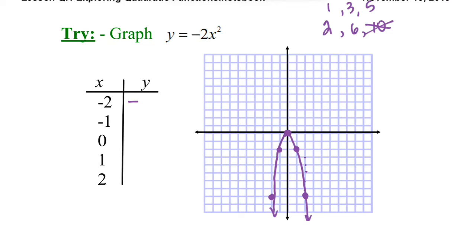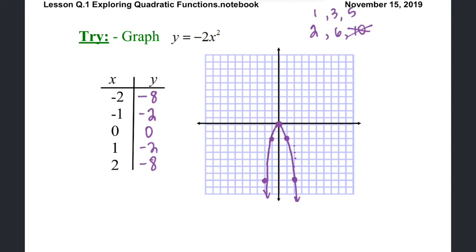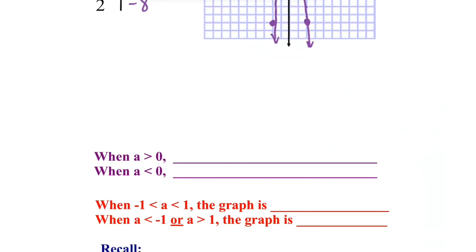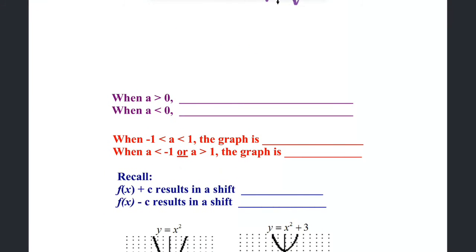If I were to make a table, when you put a -2 in, you can see that you get -8. And when you put -1 in, you get -2; 0, 0; 1, -2; and 2, -8. And those are all the points that I actually have on the graph too. So you can always make a table of values if you like, or if you want to use the 1-3-5 rule, now you've got two different tools that you can use, whichever one you're most comfortable with, to graph these.